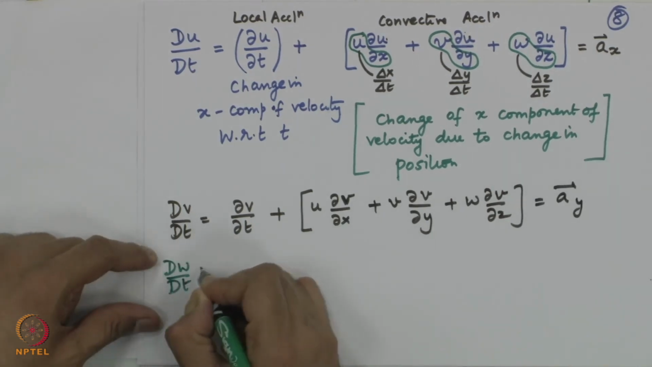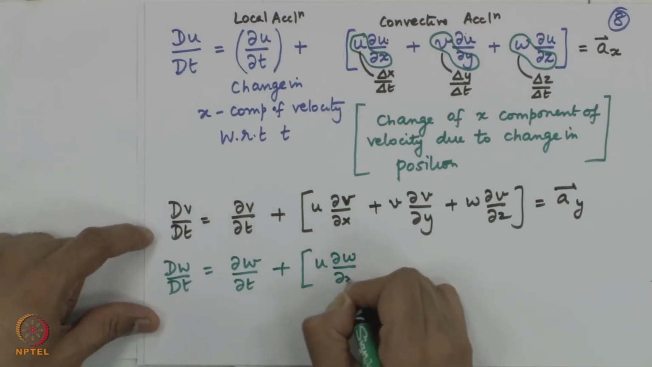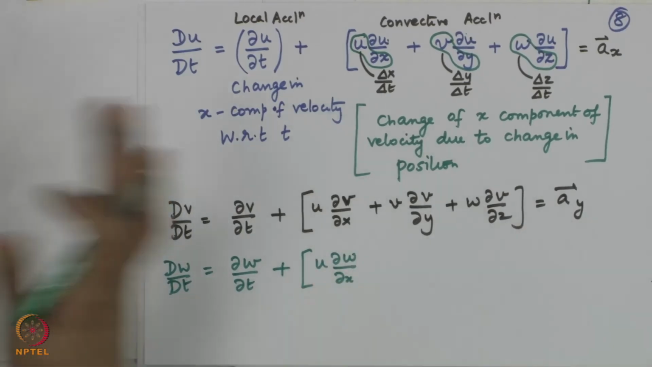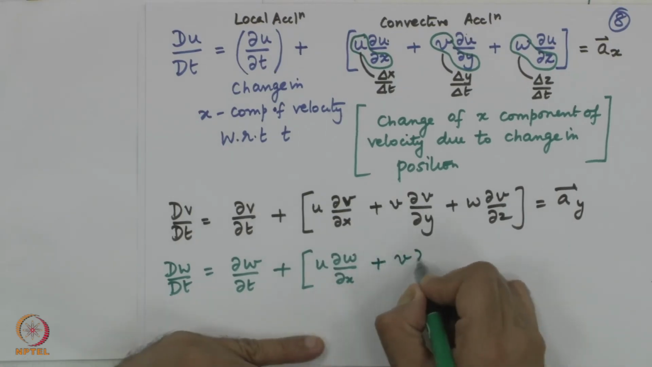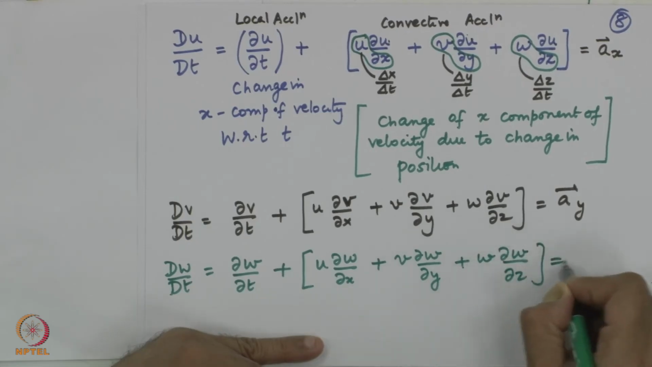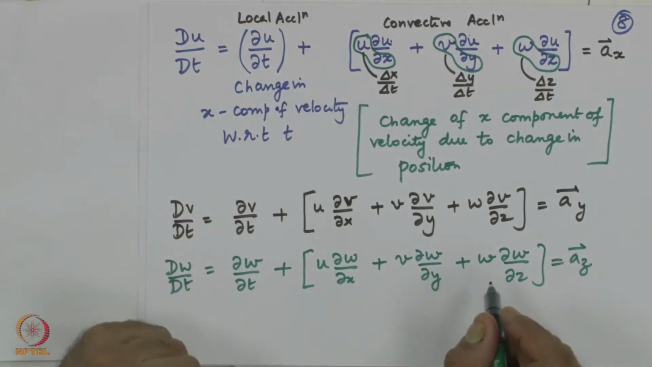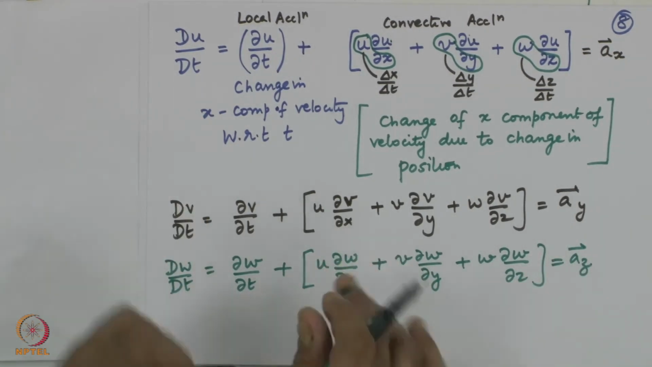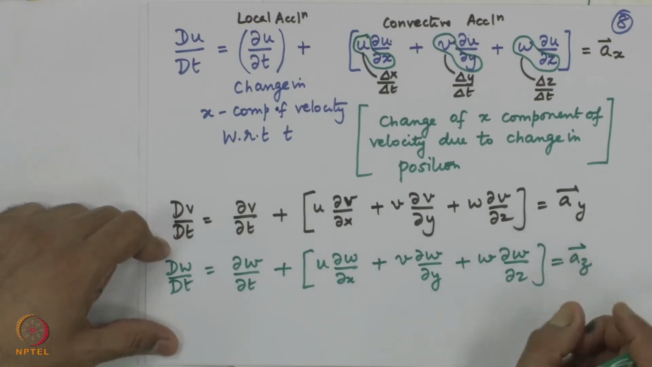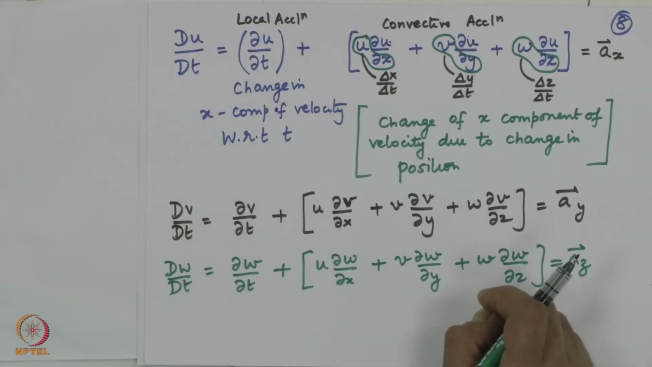dw by dt plus u dw by dx. Change in the z component of the velocity with respect to x is being carried by the x component of the velocity u, therefore multiply. Then v dw by dy plus w dw by dz, which is equal to az. These terms in the square brackets are non-zero for flow in a nozzle or a diffuser. So, local acceleration may be 0. Convective acceleration will be non-zero in case of flow through a nozzle. Therefore, the acceleration of a fluid particle is there.